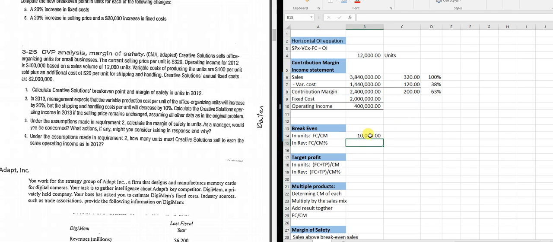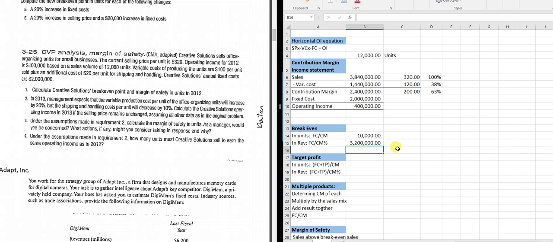So my margin of safety is simply how far above break-even I am. And so my margin of safety in this particular case is 2,000 units. If you look on your handout, you can see that. Another way we could do that is fixed costs. Oops, did I get the fixed cost? Divided by my contribution margin percent.